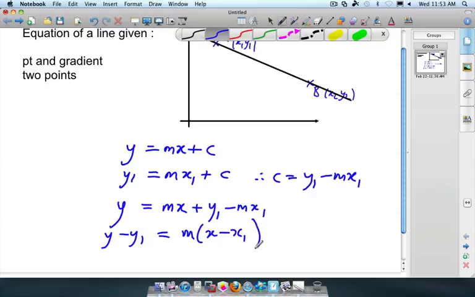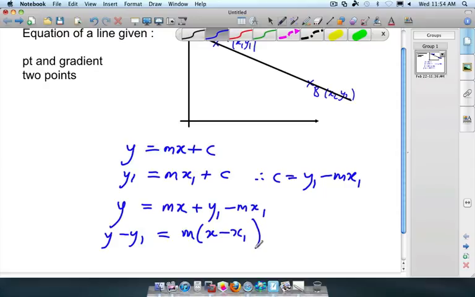Why have you got x1 and y1? Why couldn't you put the x outside as well? Because they're different. That's an x and that's an x1. Okay? Now, that's all I've done. I've taken the y1, moved it to the left-hand side, and what I've got left is mx and minus mx1, and the m's common, so I've just factorised it out.